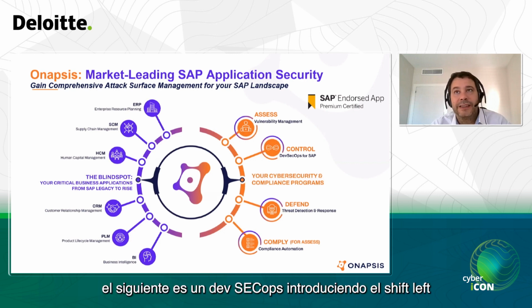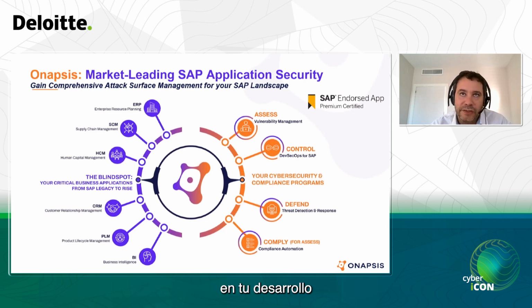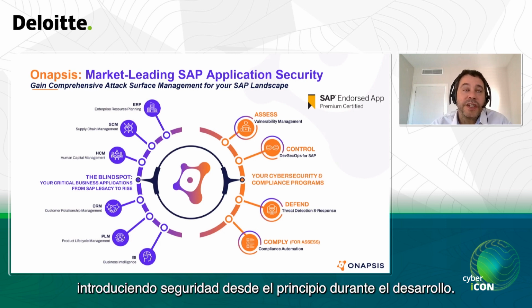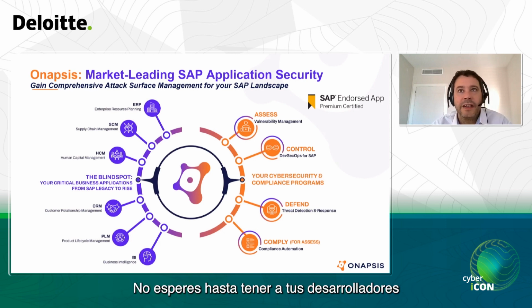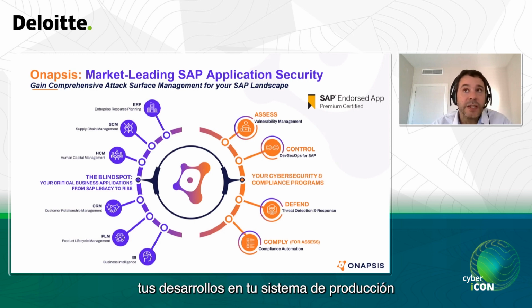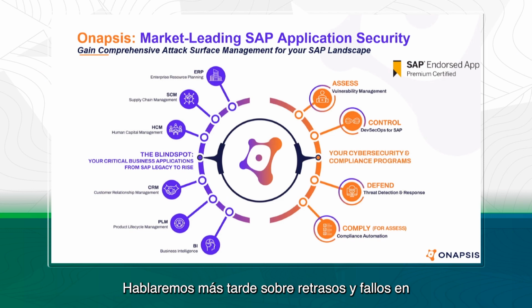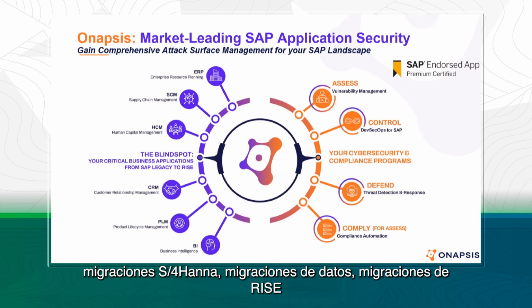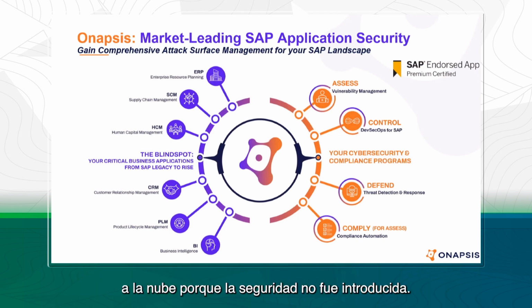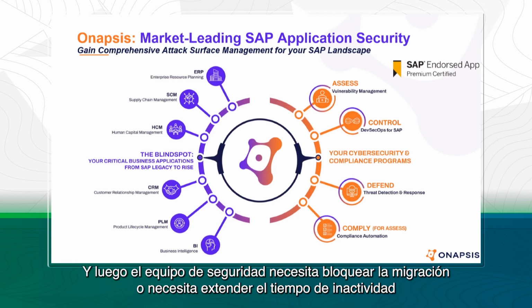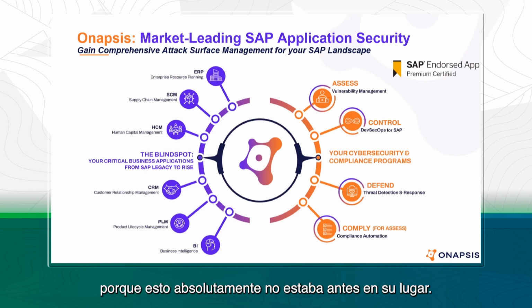On the control side, the next one is DevSecOps, introducing the shift left into your development. It's introducing security right during development. Don't wait until you have your developments in your production system in order to introduce security. That will cause delays. We will talk later about delays and failures on S/4HANA migrations, RISE migrations to the cloud, because security was not introduced, and then the security team needs to block the migration or extend the downtime because the SAP security was not in place before.